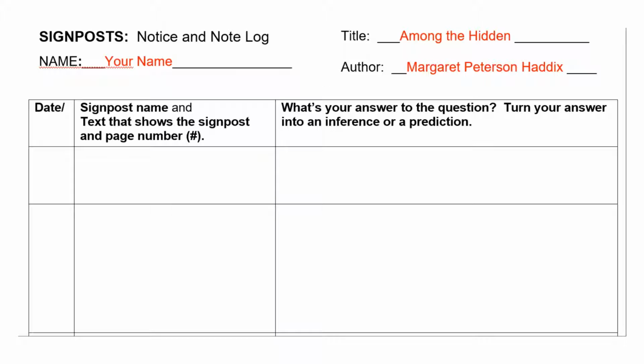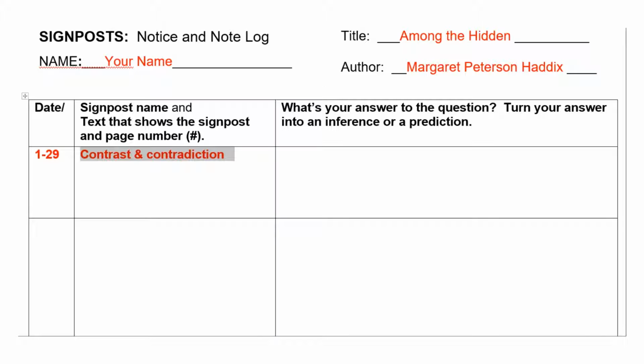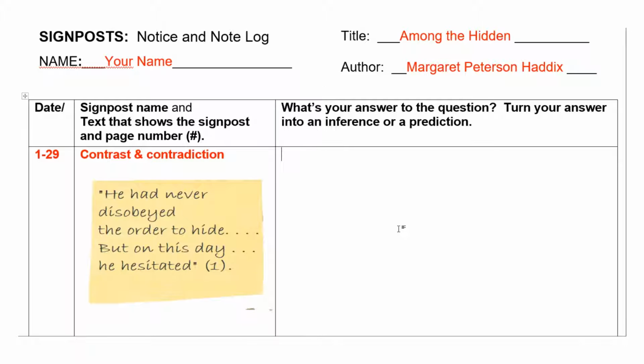So now we're going to record our thinking on the signpost log. You should have the title of the book you're working with and the author's name filled in. You also should have your name so we can give you credit for your work. The first thing you're going to do is fill in the date that you filled out the log, and note the kind of signpost. Right now we're only working with contrasts and contradictions, but there are other kinds of signposts. We're going to put the text here. I've just taped my sticky note on here. You could write the text directly from your book into this box.